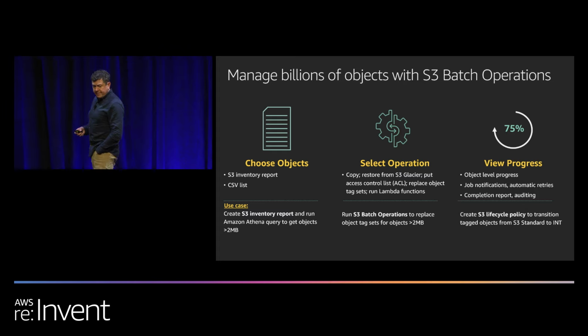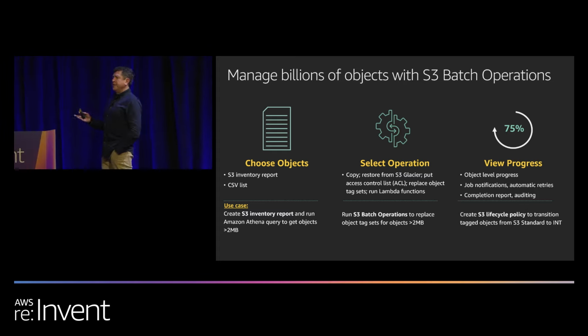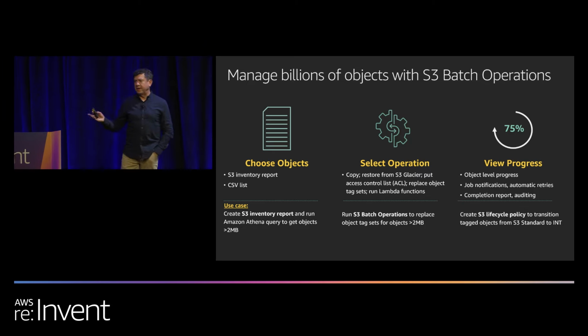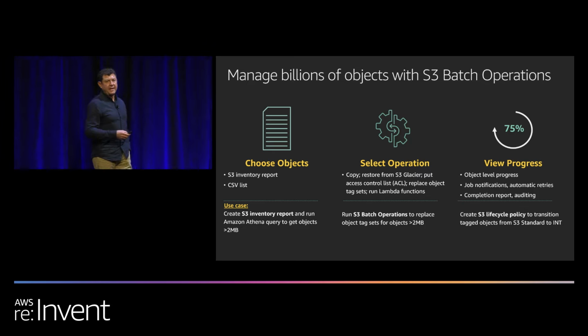I can use batch operations to query that inventory report, or I could create my own CSV file to do this as well. And then let's say, in this case, I want to change tags on a large set of those objects, say 1 million of those objects, because I'm going to implement a lifecycle policy that is driven by a tag. So any object with this particular tag will fall under this lifecycle policy.